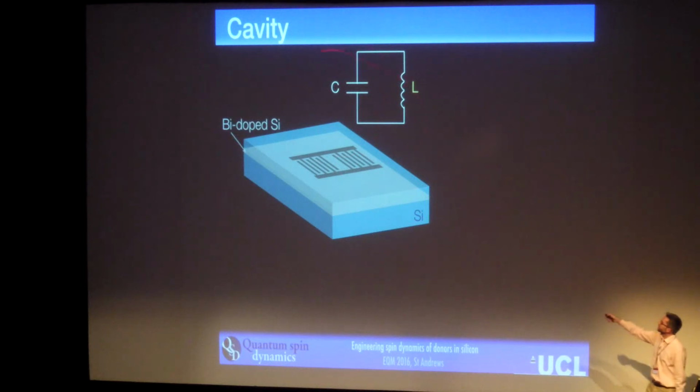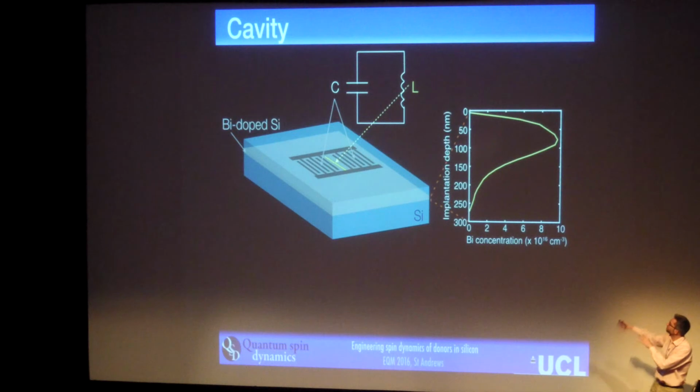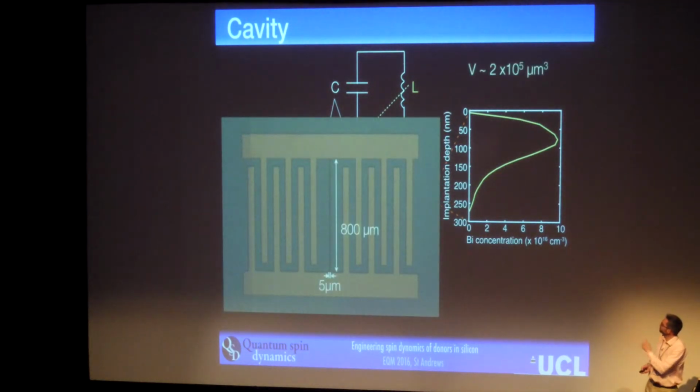The resonator here is a typical LC resonator that's made of patterned aluminium on top of silicon. And this is patterned on top of a piece of silicon which has been doped with bismuth. So the bismuth donors reside underneath the resonator. There's a picture.